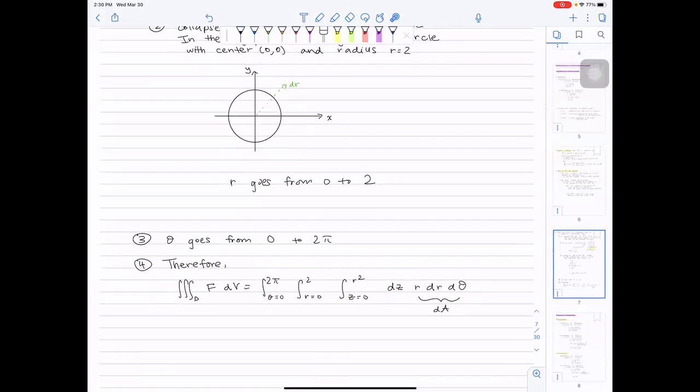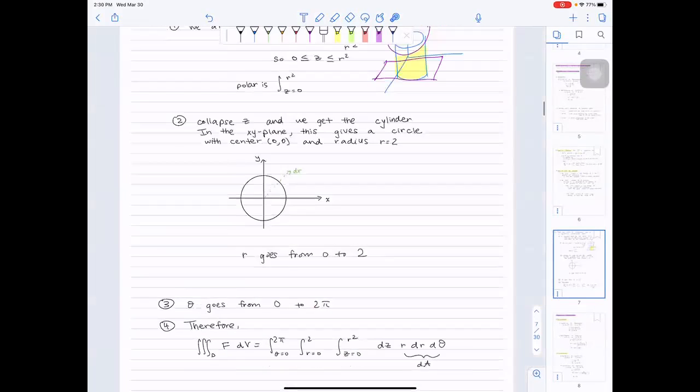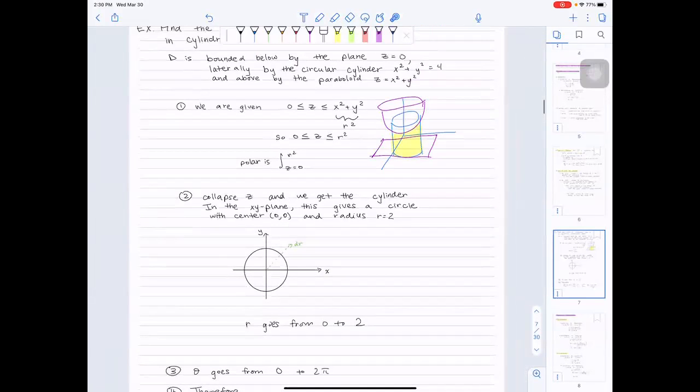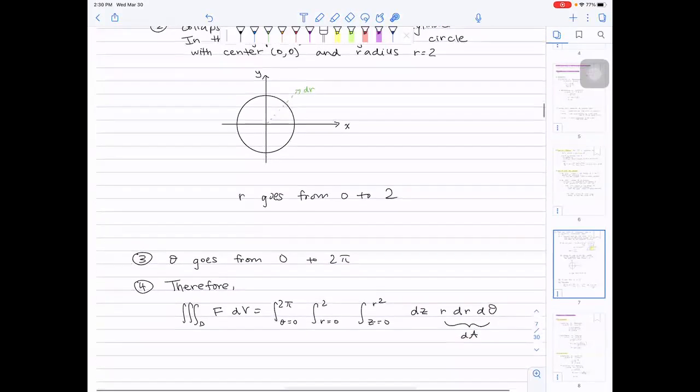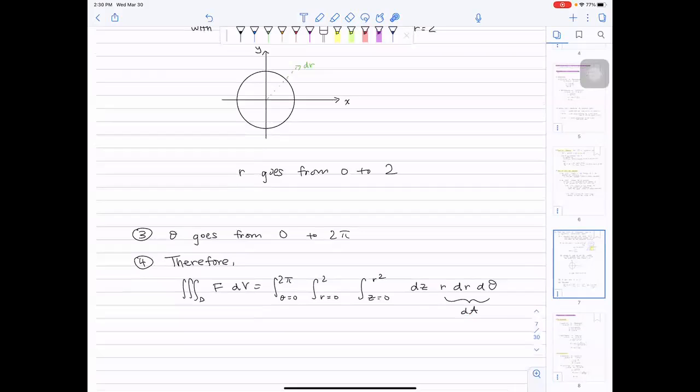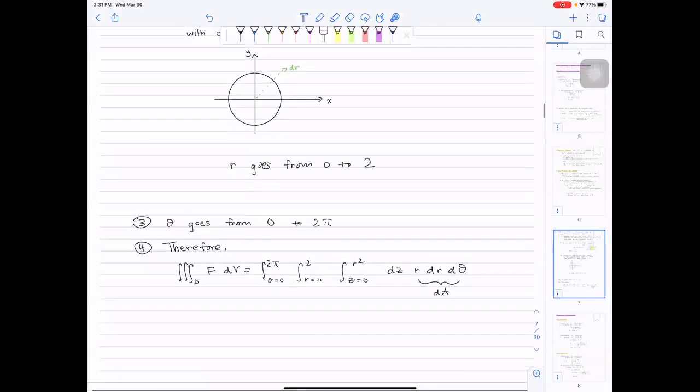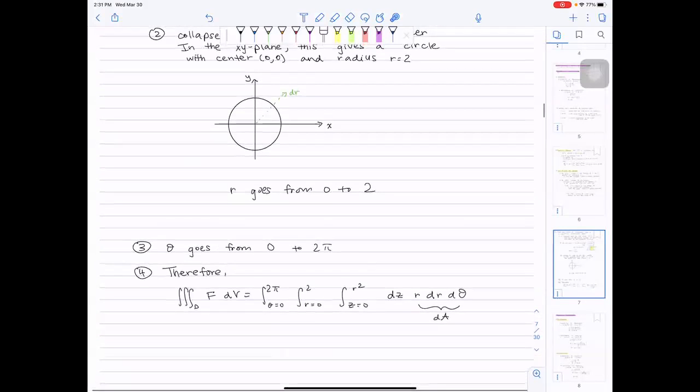Any questions on this example? Yep. For the dz, dr, d theta, do you rearrange that? Yeah, it's like r dz dr d theta. Yeah, that's fine. Okay. Any questions before I move on to spherical coordinates?